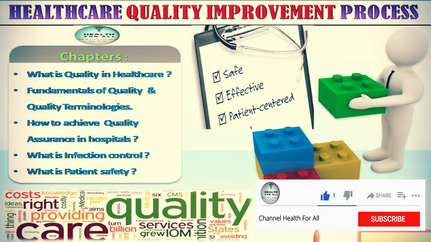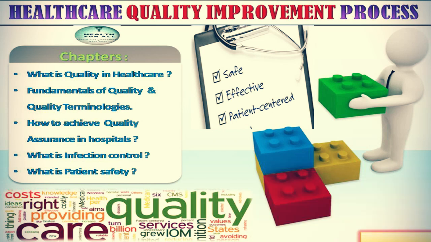That is how we can improve the quality of care in a healthcare setting or a hospital, right? So in this video we will discuss what is quality in healthcare, next the fundamentals of quality terminologies, that is what is quality assurance, what is quality control, what is total quality management, that is TQM, those terminologies. Then we will know how to achieve quality assurance in a hospital setting. Quality is a big term, right? In the context of accreditation, we have NABH, JCI, NQS, a lot of accreditation facilities are available, but we have to know how to enhance the quality in a hospital setting.